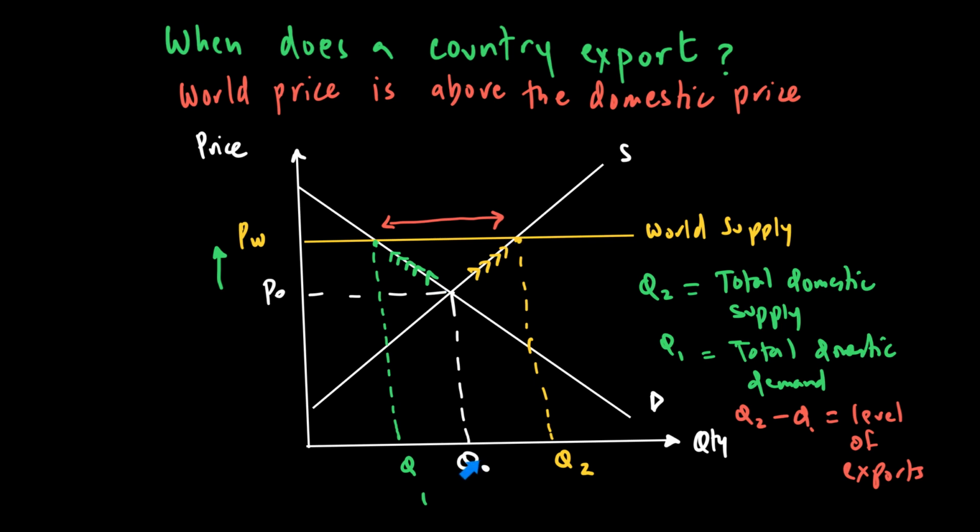So Q2 minus Q1 is the increased supply as compared to before, but domestic consumers, because they won't be able to pay the price PW, will shy away from the market, and therefore Q1 will be the domestic consumption. This Q2 minus Q1, this excess surplus, will now go into the foreign market to be sold.